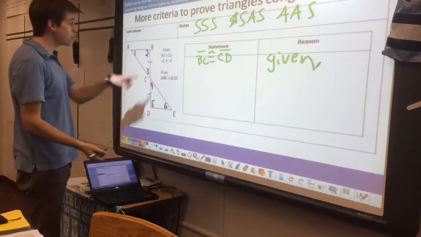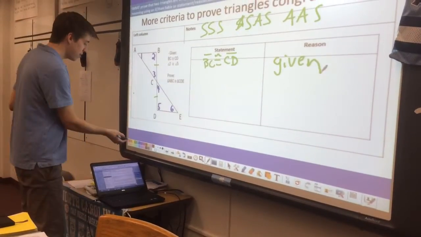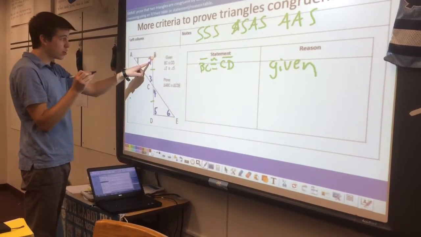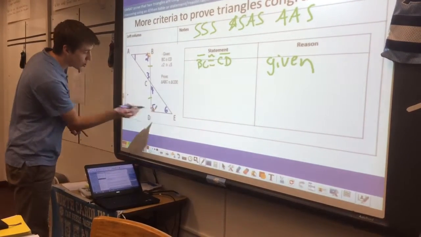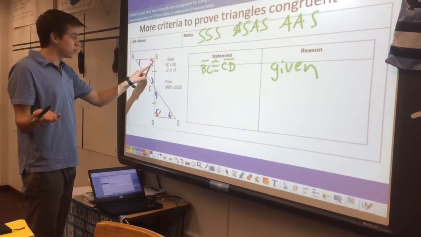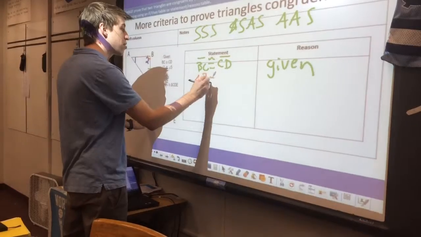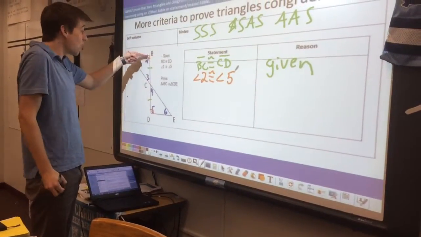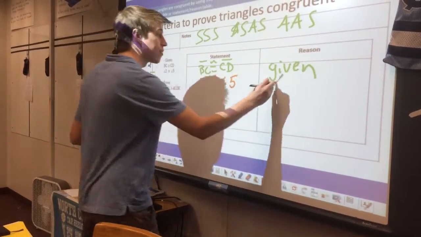The other thing we know is that angle 2 is congruent to angle 5. So I'm going to find angle 2 and put a little arc. Angle 5, I'm going to put a little arc. And since these are nicely numbered, I'm just going to use the numbers for the angle. Angle 2 is congruent to angle 5. Once again, that was given to you, even though I had to mark up my own shape. That was given.